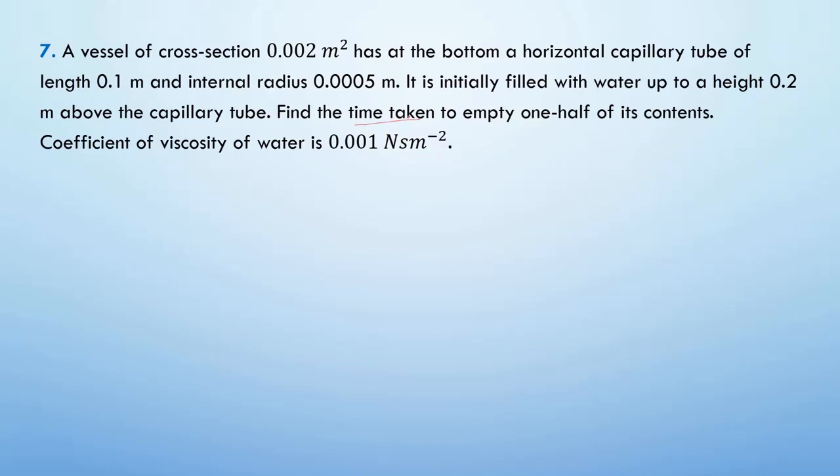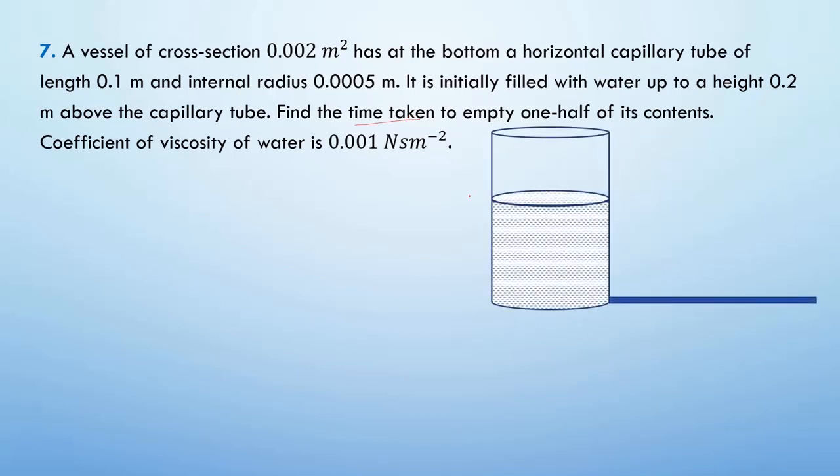We have a vessel, and the cross section of this vessel is given to be 0.002 meter square. So this is the area of cross section of this whole container. Then there is a horizontal capillary tube of length 0.1 meter and its radius a is equal to 0.005 meter.